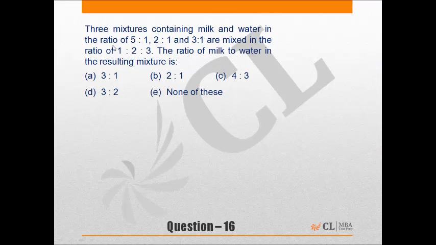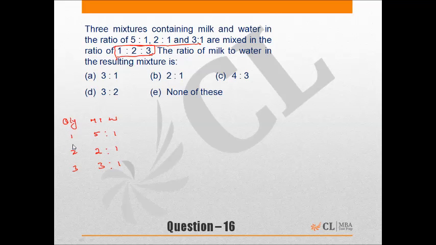Three mixtures containing milk and water in the ratio of 5:1, 2:1 and 3:1 are mixed in the ratio of 1:2:3. So the three mixtures of milk and water are 5:1, 2:1 and 3:1. And the question says their quantities are in the ratio of 1:2:3. So the quantity ratio is 1:2:3. Okay, so the quantity of the second is double the first one and the third is thrice the first one.